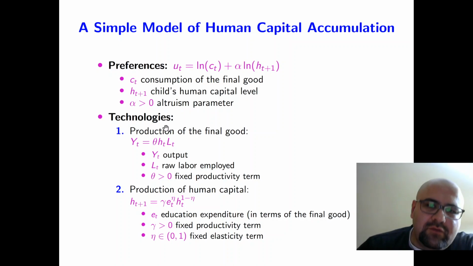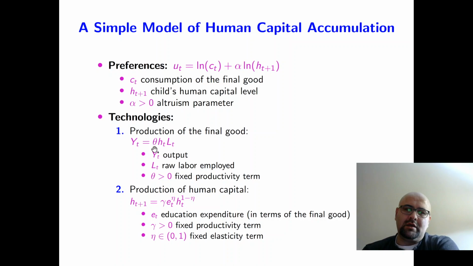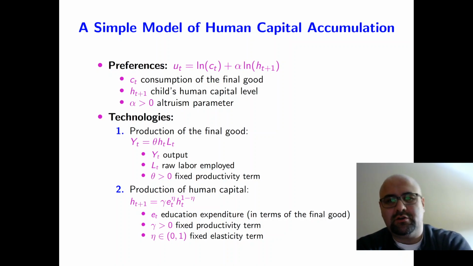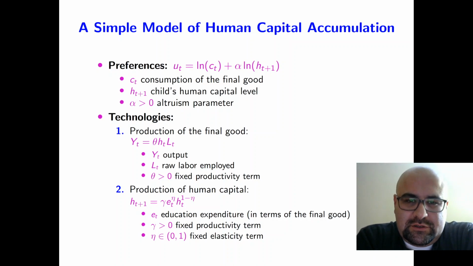And as you see, we are taking the simplest possible technology here. So output of the final good is given in this linear production function of labor. LT is the raw labor employed, but each worker comes with the skill set HT at generation T, and then there is also this fixed productivity term theta. Okay, that's the production of the final good. There is no physical capital in this model, but that's fine because we know that since Solow, capital accumulation itself within a decreasing returns to scale framework will not be the source of long run growth, right?